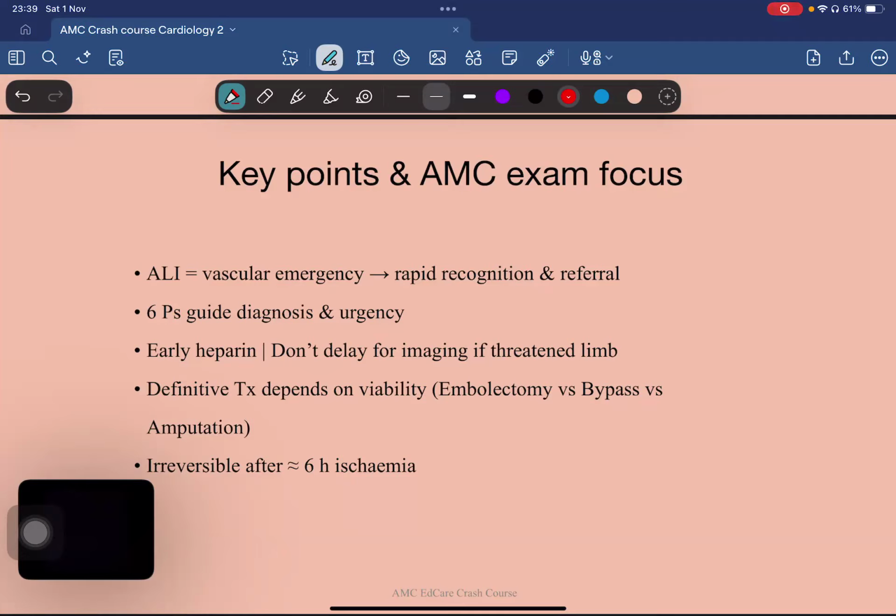Also, early heparin. You should never delay the definitive management for imaging when the limb is threatened. That's a key point in AMC questions. And I would just say always mention heparin in your answer. It's like the first drug you give in nearly every case. So heparin should be a very safe answer when it comes to acute limb ischemia, unless it's contraindicated, of course. And if you can just remember the sequence: recognize, resuscitate, anticoagulate, refer, and then revascularize. It should just cover the order.